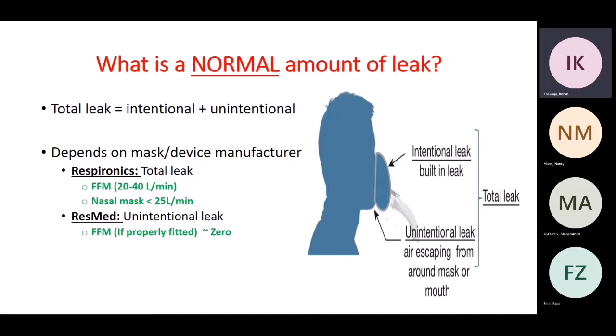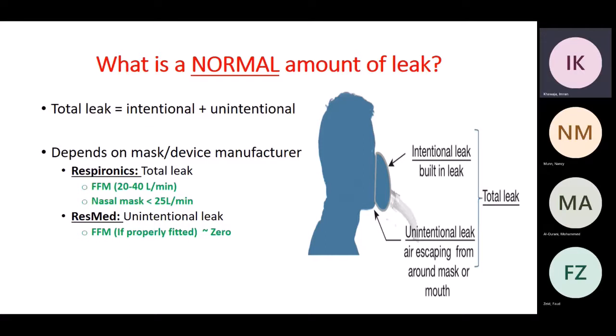And if they are using a nasal mask and you're getting a download report from a Philips Respironics machine, then the nasal mask should have a leak of less than 25 liters per minute. So just memorize 25 for nasal, and for full face 20 to 40.